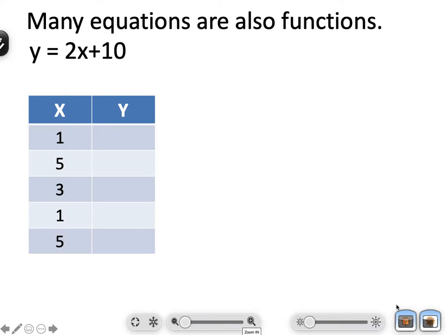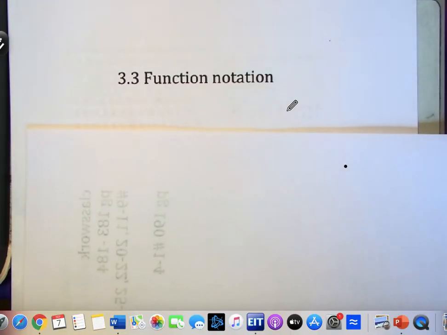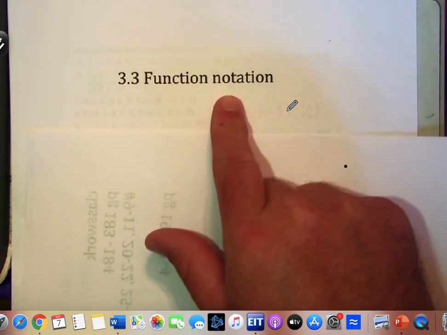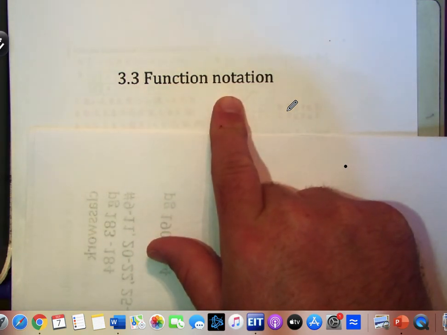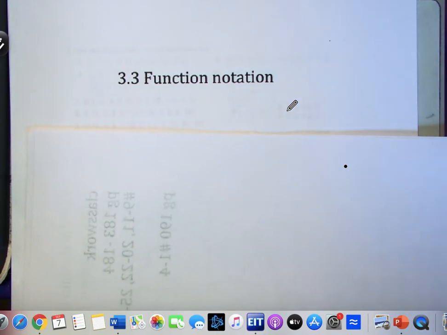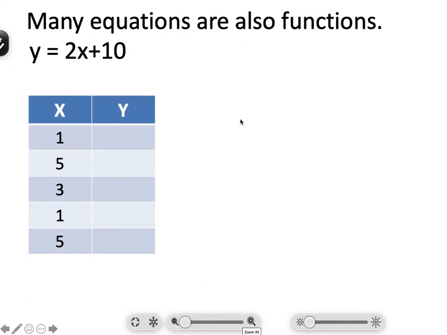Okay. So first, inside your notebooks, time out for a second. Give yourself the heading 3.3 function notation. So 3.3 function notation. That's the first thing I'm going to talk about today. Okay, now I jump to our PowerPoint.